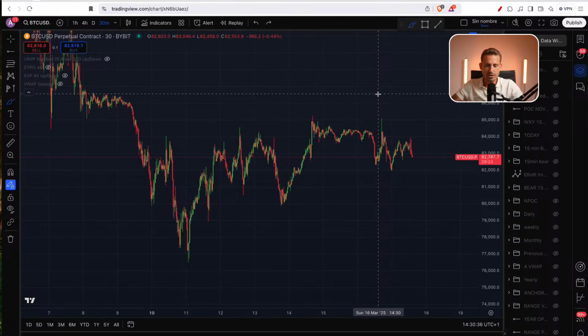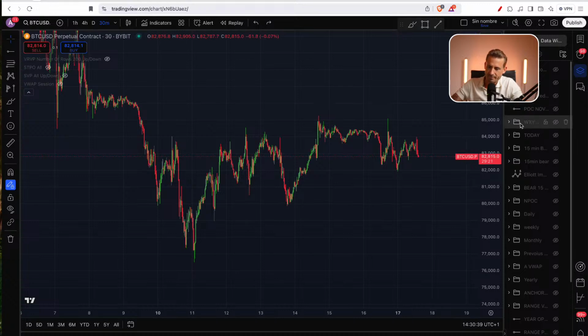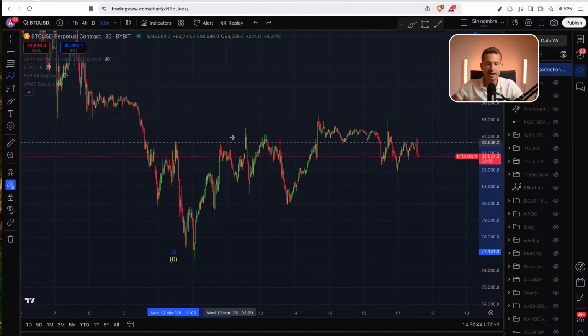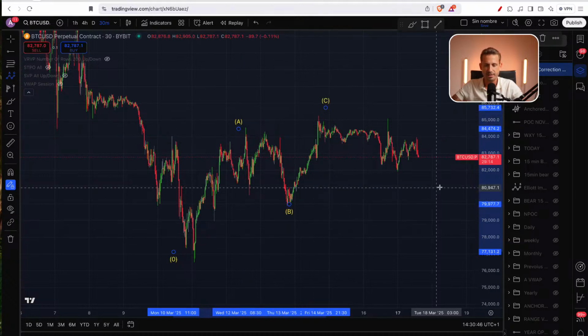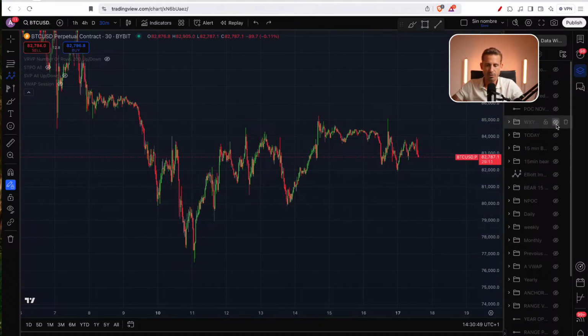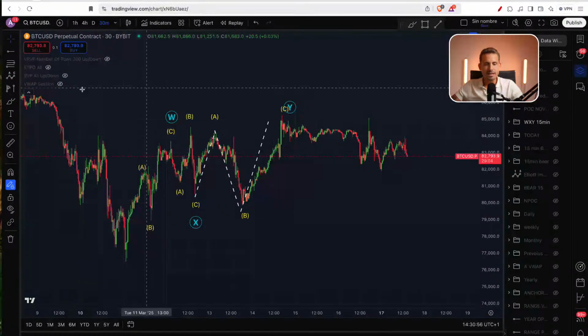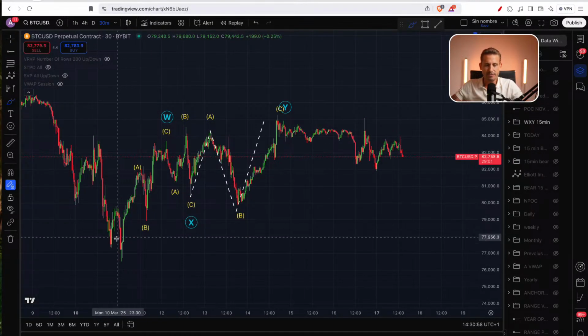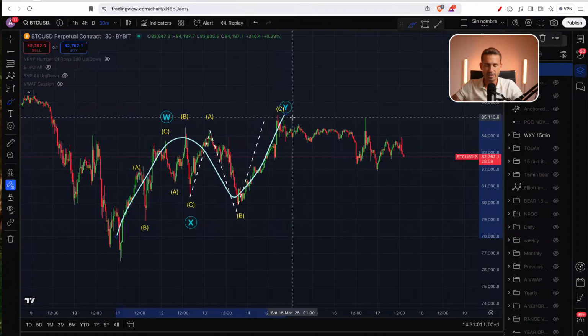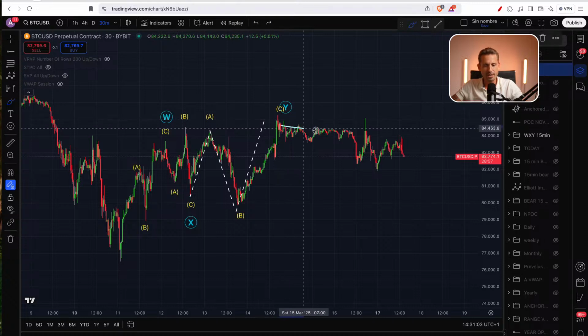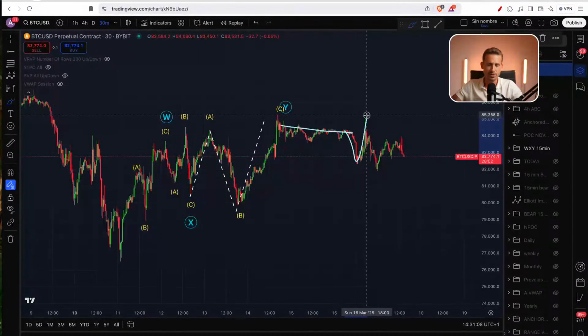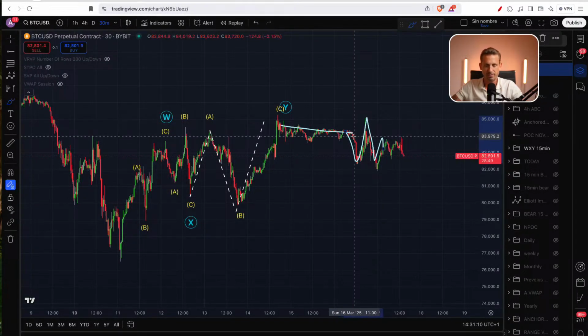So yeah, could we come to the conclusion that maybe this was it, right? For a simple reason, it's a three-wave corrective structure in an ABC, or potentially the more complex WXY that we mentioned throughout the last few days. So I am leaning on, yeah, this is very possible. This is very possible that this was the end, right? However, we got into the weekend, a lot of ranging, this movement down, then this movement up, very choppy, very confusing, right?